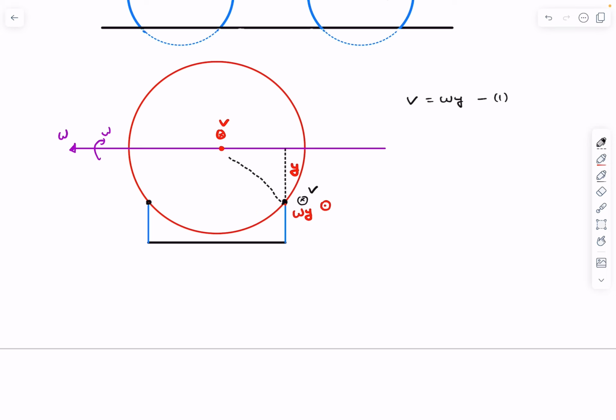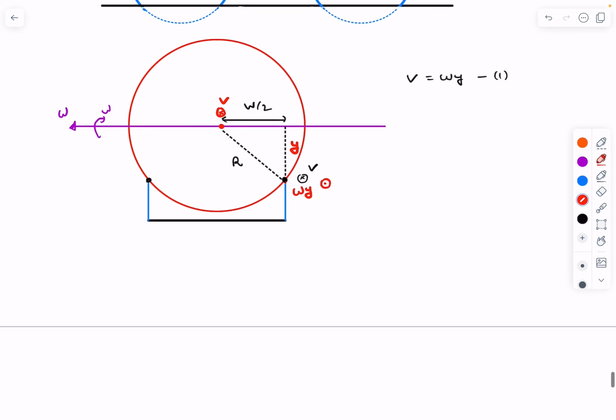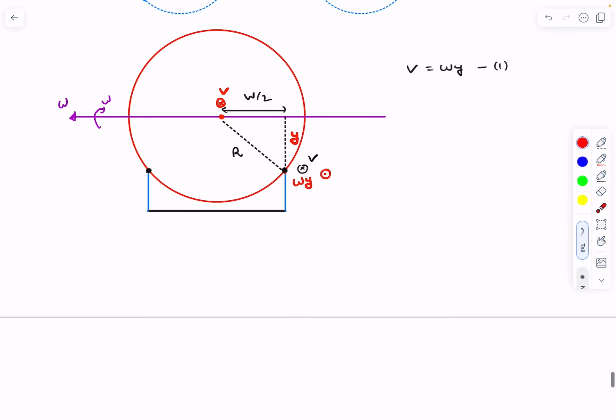Let's try to complete this triangle. The hypotenuse is equal to the radius of the sphere, right? And this length, if you observe, is half the width of the trough. So let's take this complete length as w, so this length is going to be w by 2. This is the side view of the situation. Now this point should also be at rest, right? If you connect these two points, this will give you the instantaneous axis of rotation, and all the points that lie on this axis will be instantaneously at rest.